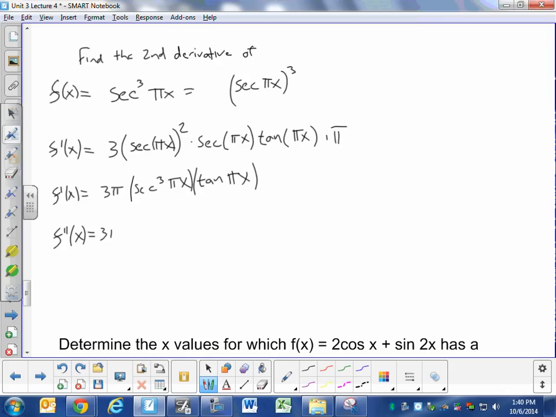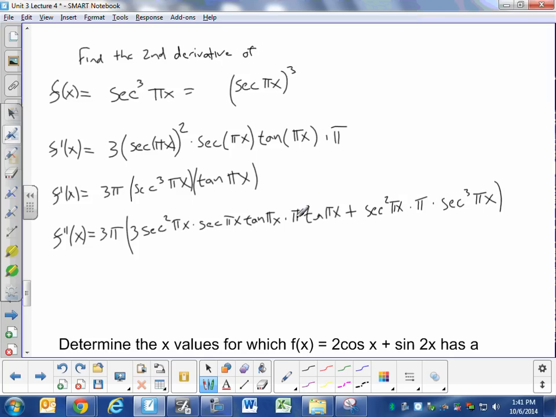Second derivative would be 3 pi. The derivative of my first piece, I would have to use the chain rule. 3 secant squared pi x times secant pi x tangent pi x, times pi, times g. Plus the derivative of g, derivative of tangent pi x would be secant squared pi x times pi, times f. This is nasty, and this would all be multiplied by 3 pi, but let's see if we can simplify it a little bit.